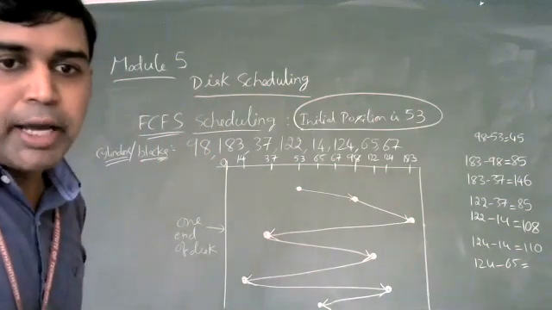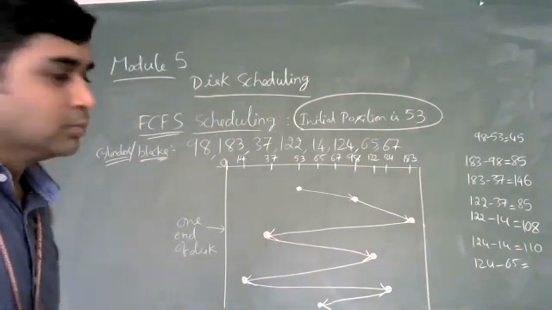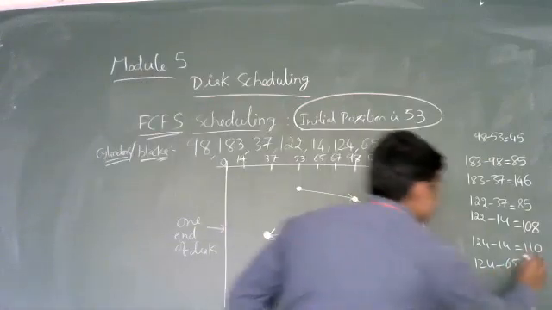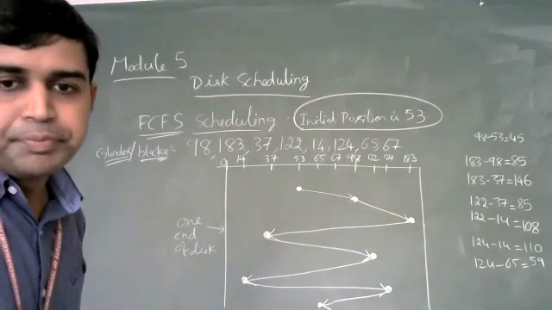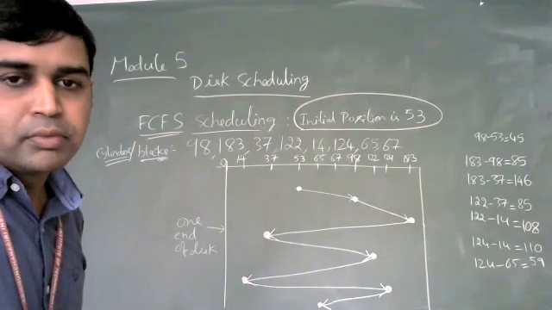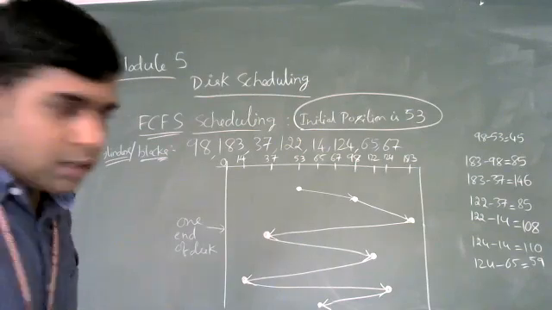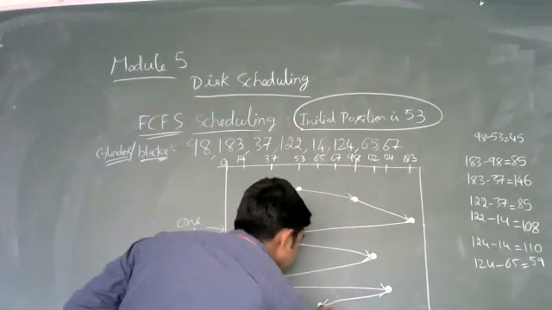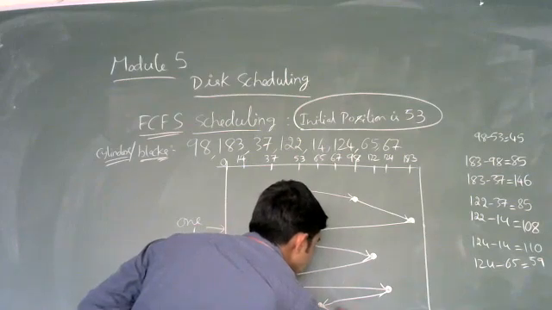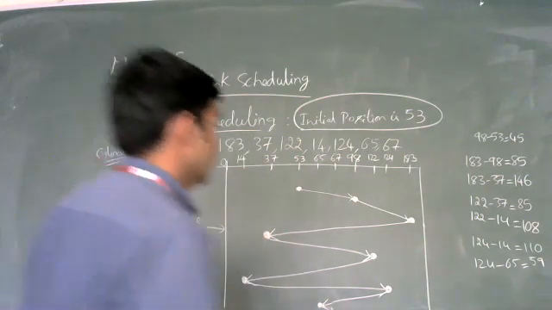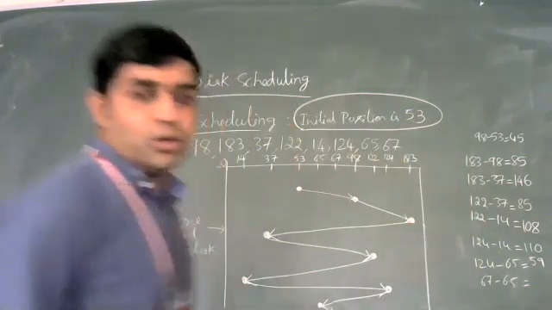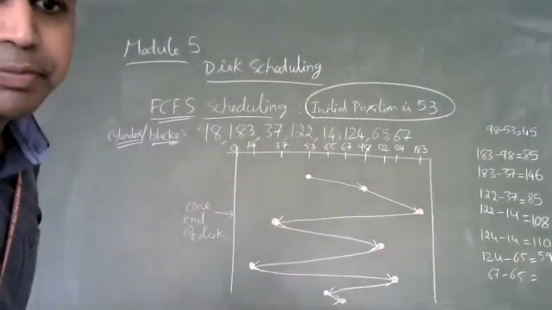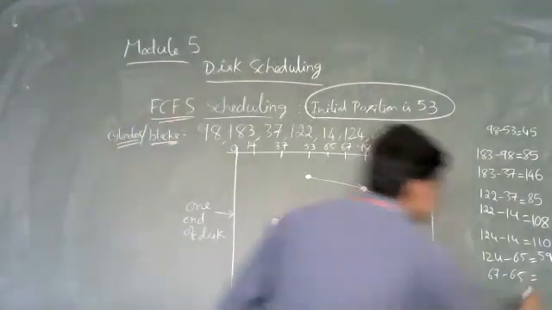Okay, 124 minus 65, how much? 59. Next, which is the last cylinder? 67. 67, right. So from 65 to 67 we have moved, correct? How much is it? 2. 2. Correct.